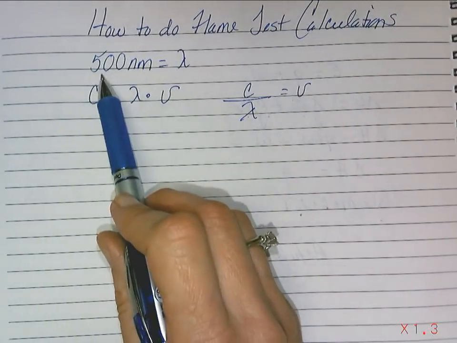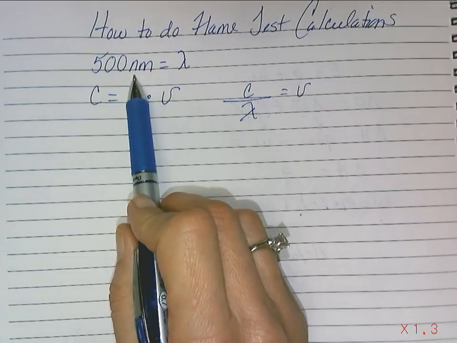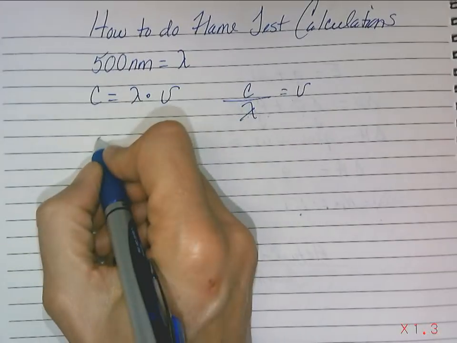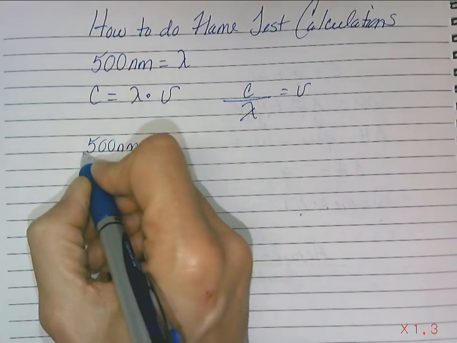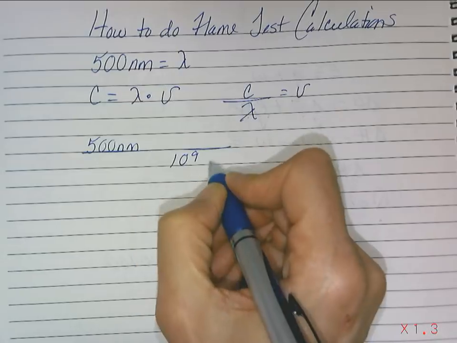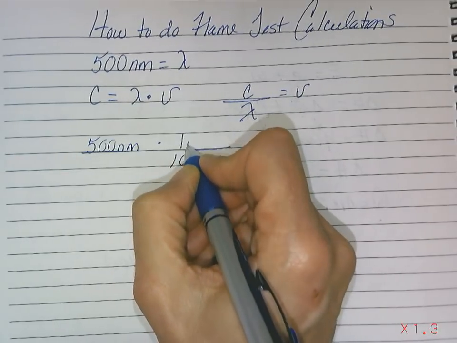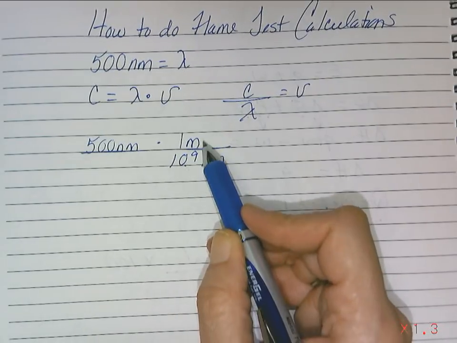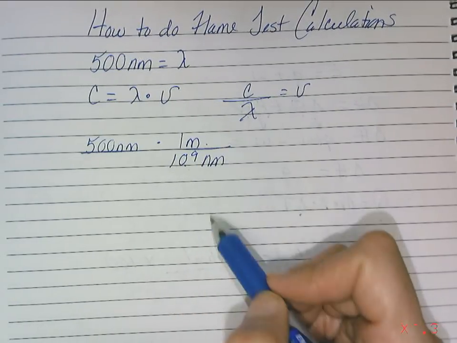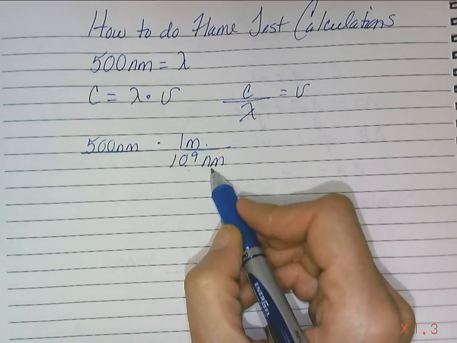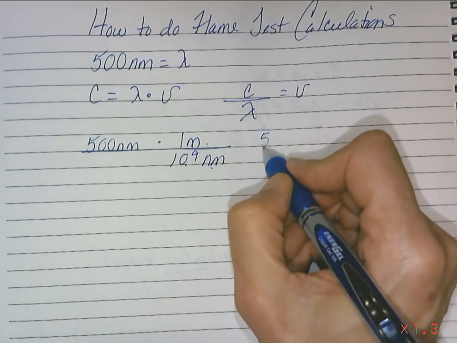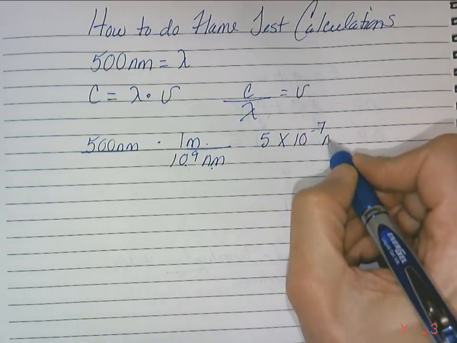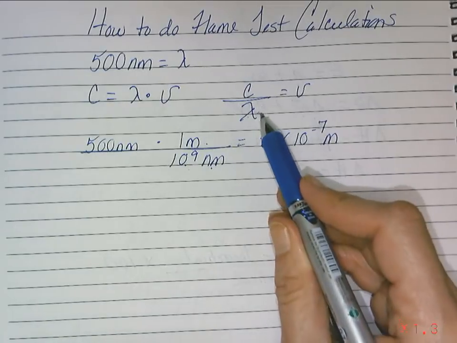Now here's the little trick though. The wavelength is in nanometers. c is in meters, so we have to do a quick conversion. Take the 500 nanometers and divide by 10 to the 9th nanometers to 1 meter. That's how many nanometers are in a meter, kind of like 100 centimeters is in a meter. This is how many nanos are in a meter. When I divide this, I get 5 times 10 to the minus 7th meters. That's going to go there.